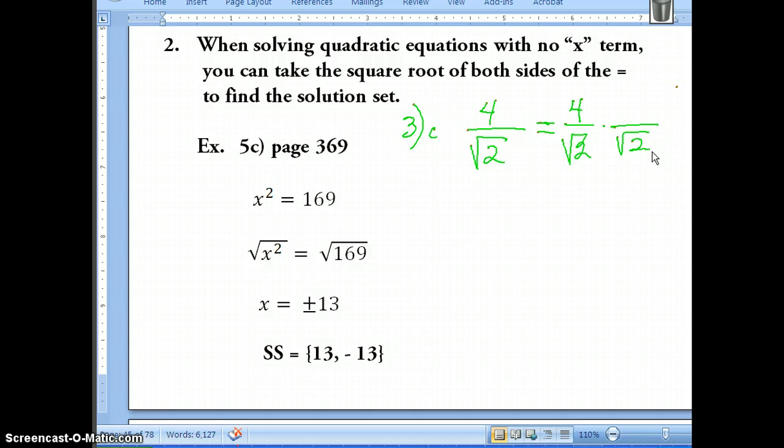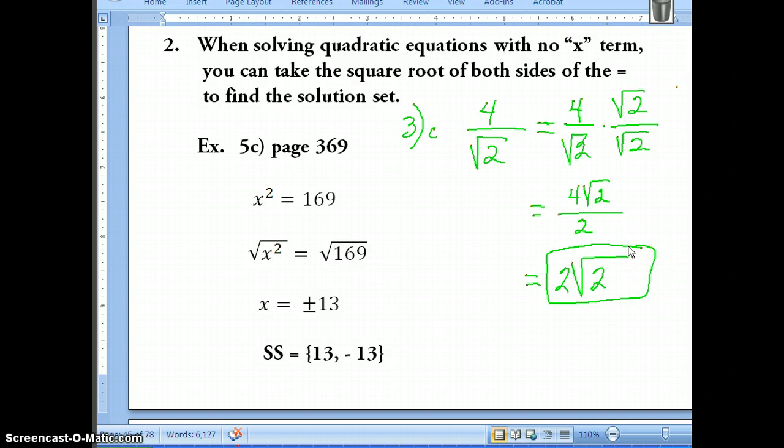But when you go back to your early days in middle school, whatever you do to one part of a fraction, you do to the other. So if I'm going to multiply the denominator by root 2, I'm going to have to also multiply the numerator by root 2. And so now my numerator is 4 times the square root of 2. My denominator, the square root of 2 times the square root of 2, is the square root of 4, which is 2. And then you can simplify that further by canceling 2 and the 4. And you end up with a final answer of 2 times the square root of 2.